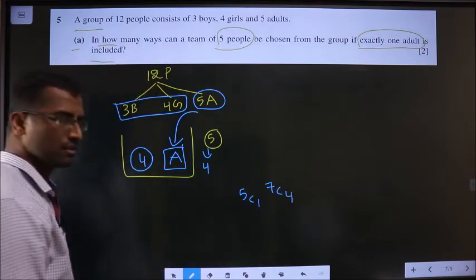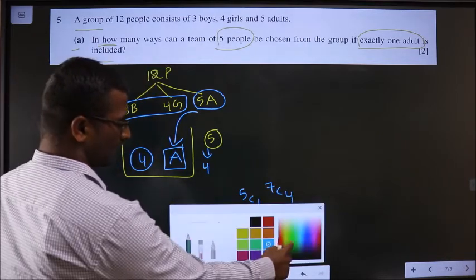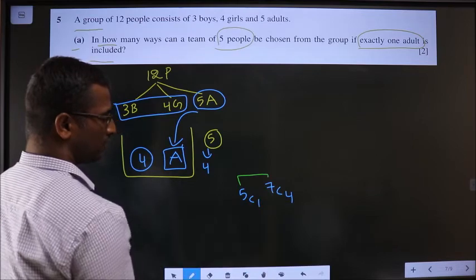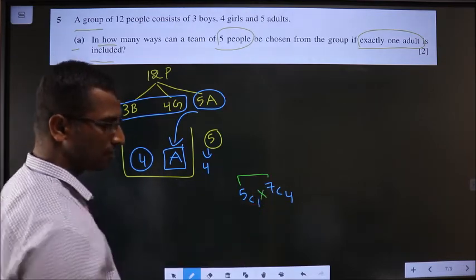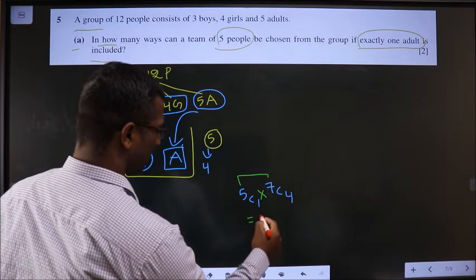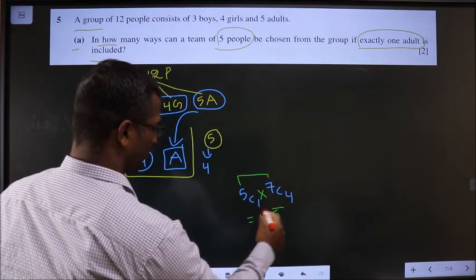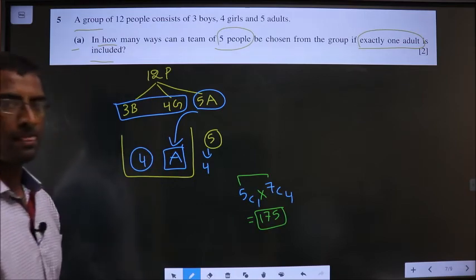7C4 ways. Now, it is and between the 2. So you multiply. So now you put this in the calculator, you get the answer to be 175. This is your answer. Okay.